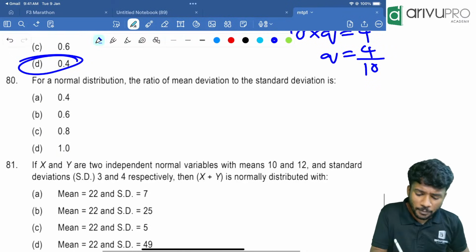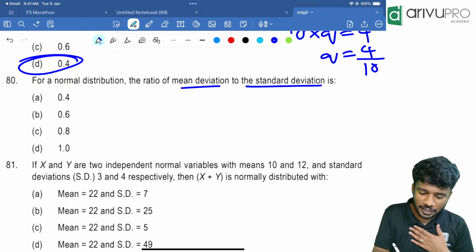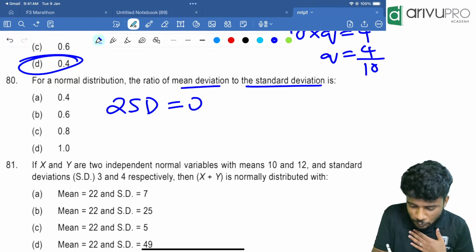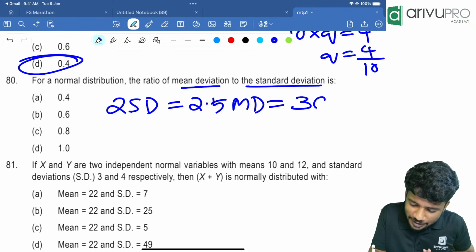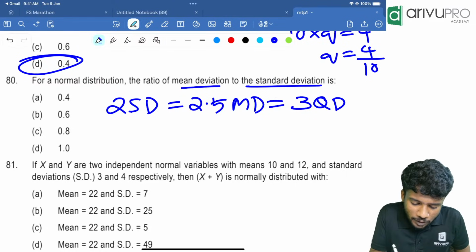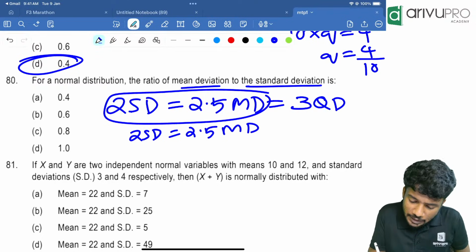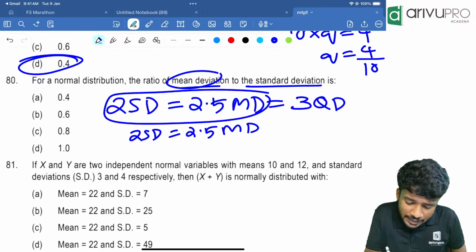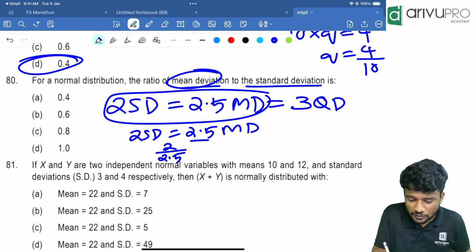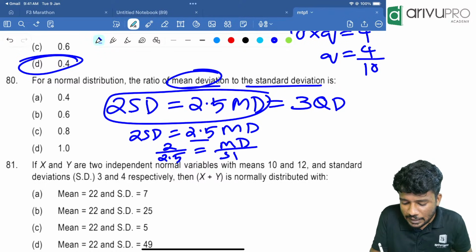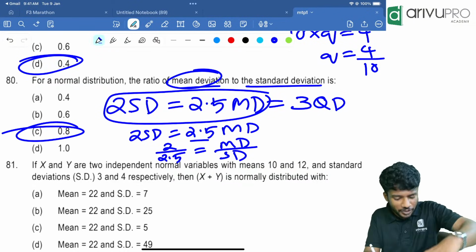Next one. For a normal distribution, the ratio of mean deviation to standard deviation, we already know that 2 SD is equal to 2.5 MD, as there are 3 QDs. We only require what? First 2, that is 2 SD is equal to 2.5 MD. Now people, they are asking the ratio of mean deviation to standard deviation. So take this 2.5 to the other side. That means 2 by 2.5 is equal to MD divided by SD. So 2 divided by 2.5 is equal to 0.8. Option C is your answer.